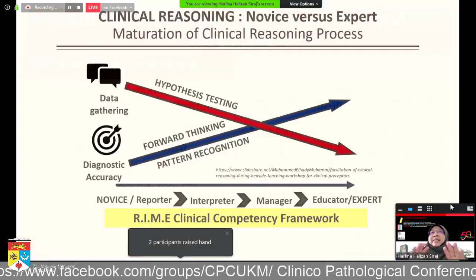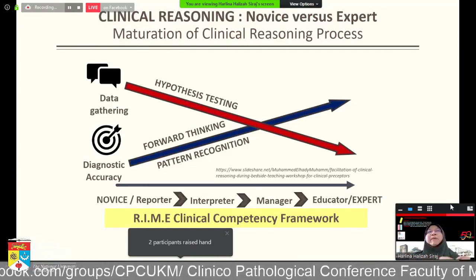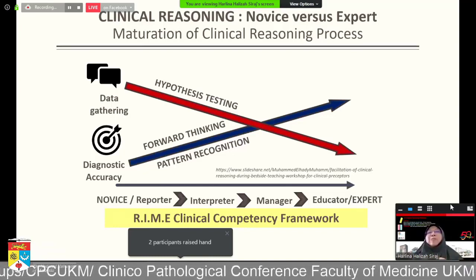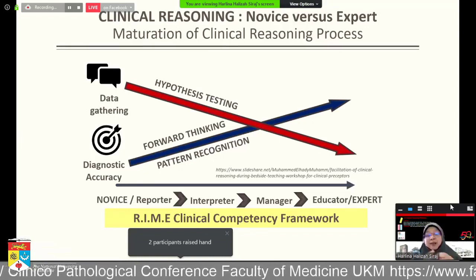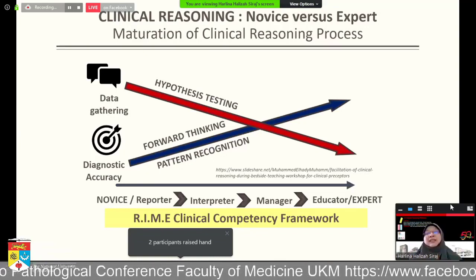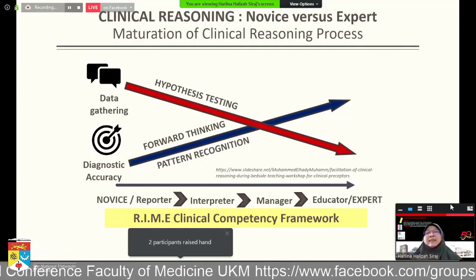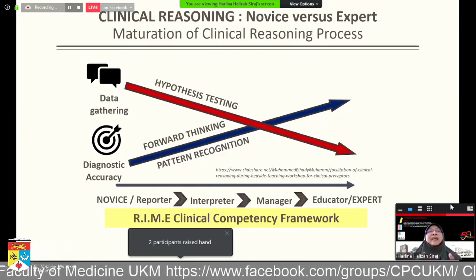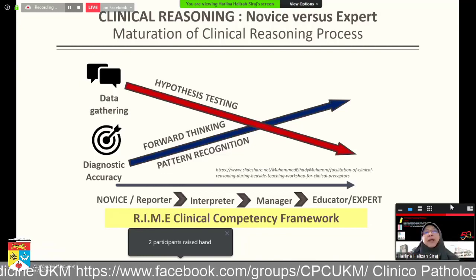And basically, when you are trying to teach your student clinical reasoning, you are bringing them along this journey of what we call the RIME clinical competency framework. They will start off as reporter. You know how irritating it is when a student just rattles out whatever the patient said, and this is mainly their attempt at gathering information. They don't even know which of that information is important. And of course, diagnostic accuracy is way down.